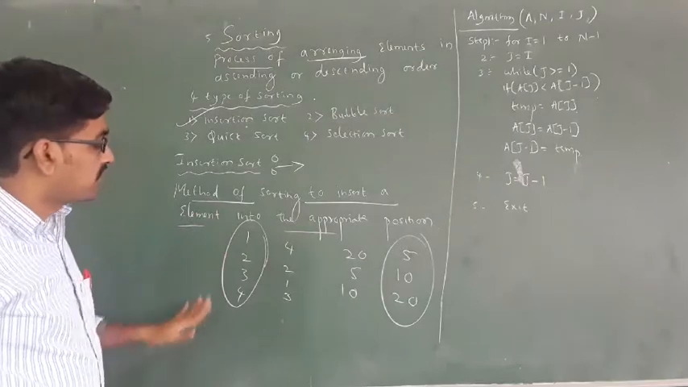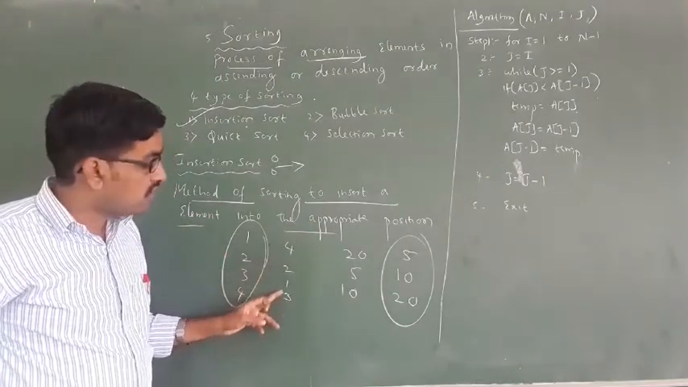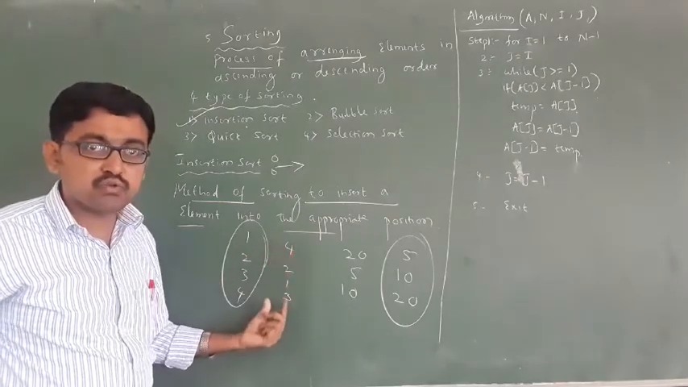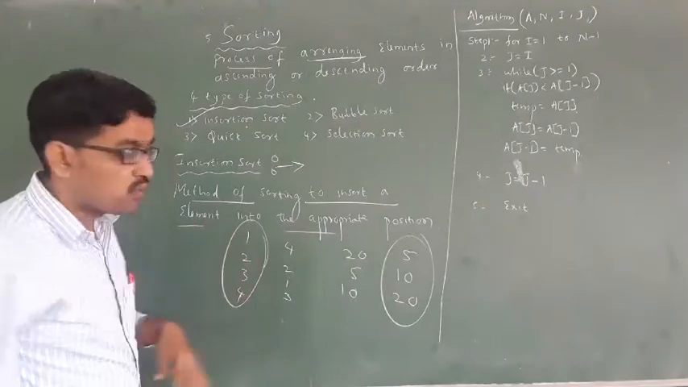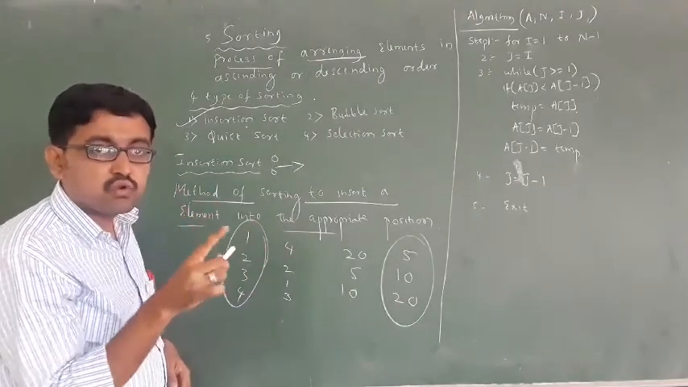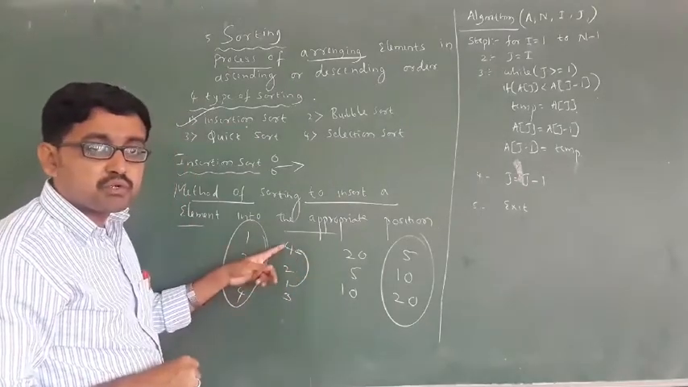For example, I have these elements: 4, 2, 1, 3. I want to sort this. First, what do you have to take? 1, and put it in the appropriate position. In which position do you have to put it? For example, you have to put it here, in the appropriate position.